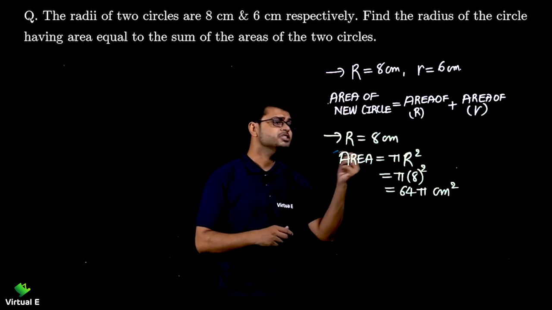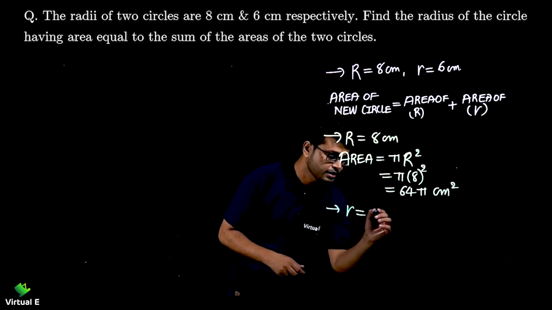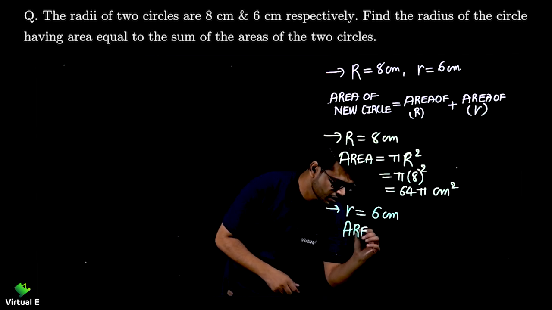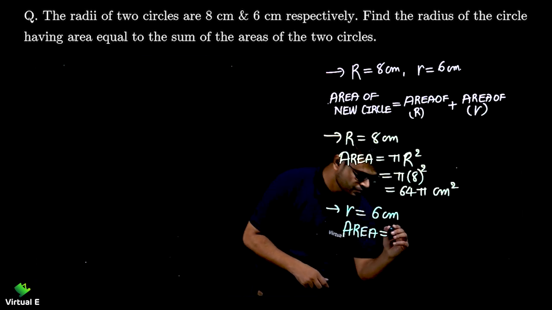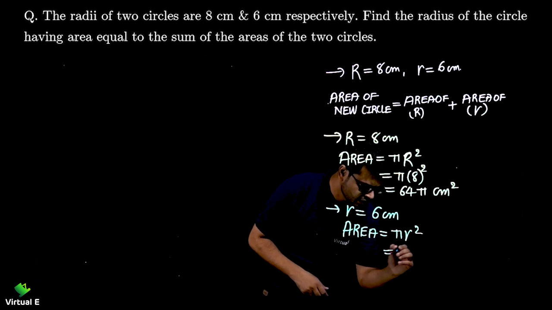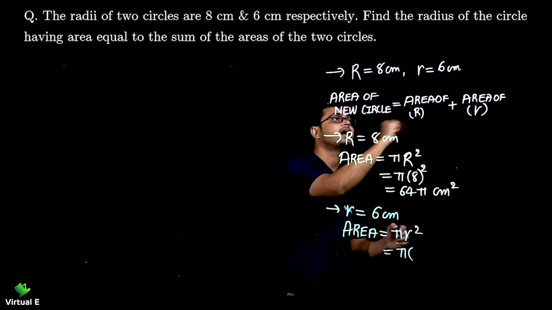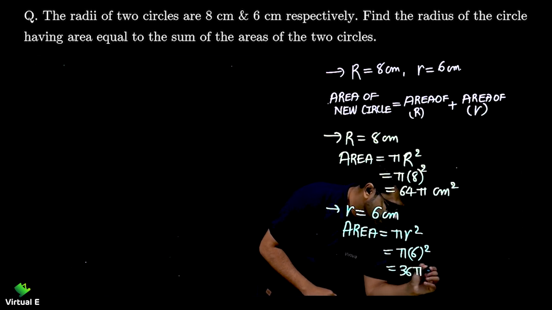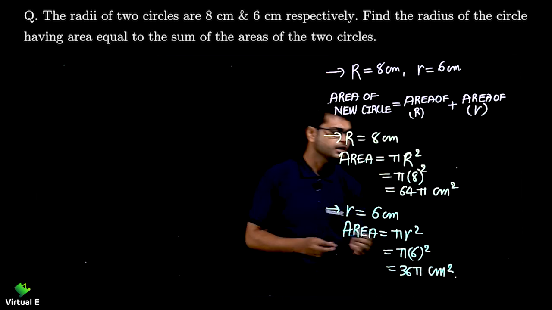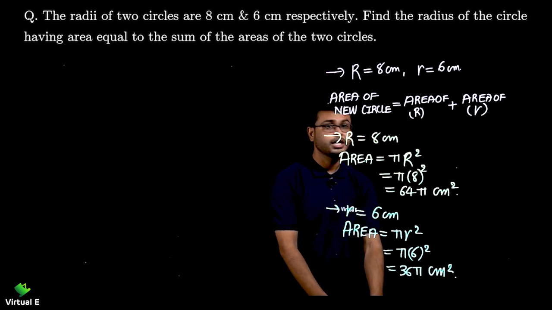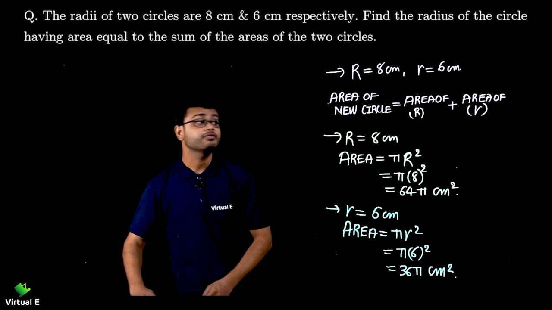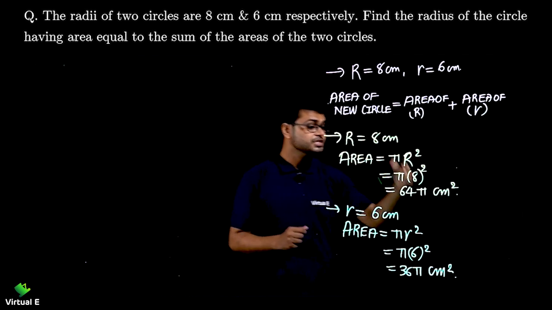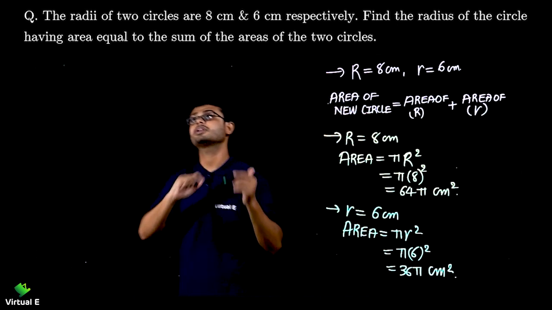Now let's find the area with this small r. So small r is equal to 6 centimeter. Here area is equal to pi small r square. So pi as it is, and r is what? 6 square. So here 36 pi centimeter square. Done. We have two areas. Now what do we need to find? We need to find the area for the new circle. So how can I find it? Just add these two values and you will get the area for the new circle.